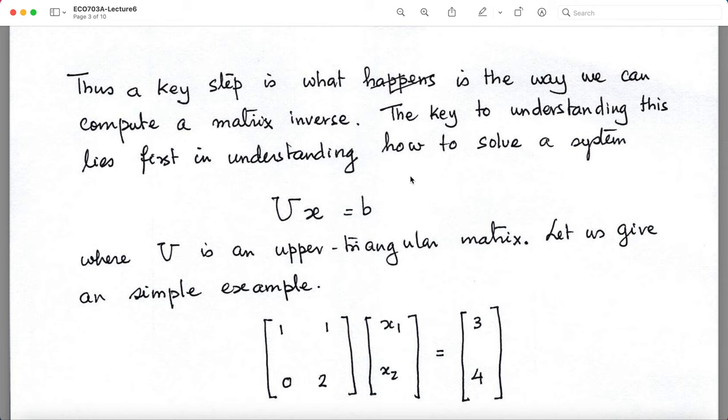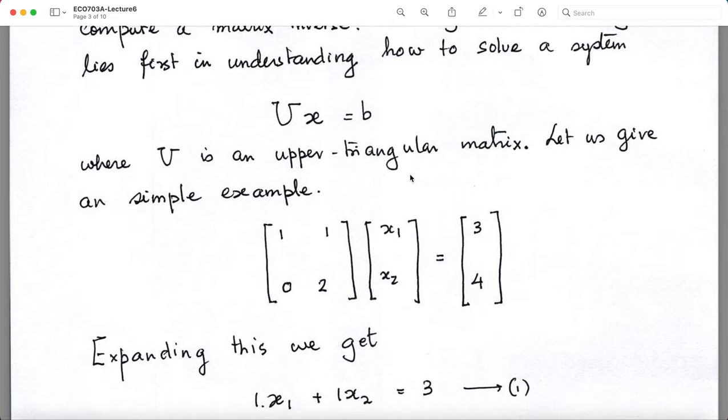The matrix which we call U has rows 1, 1 and 0, 2. The rank of this matrix is obviously 2, so it must have a unique solution, right? Because the columns 1, 0 and 1, 2 are linearly independent. So we are asking, what are the values of x1, x2 which, when multiplied by the matrix given by 1, 1, 0, 2, must give 3 and 4, the vector with components 3 and 4.